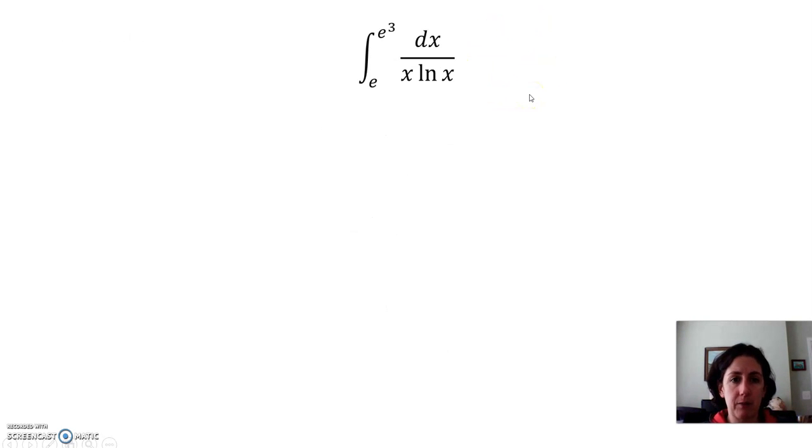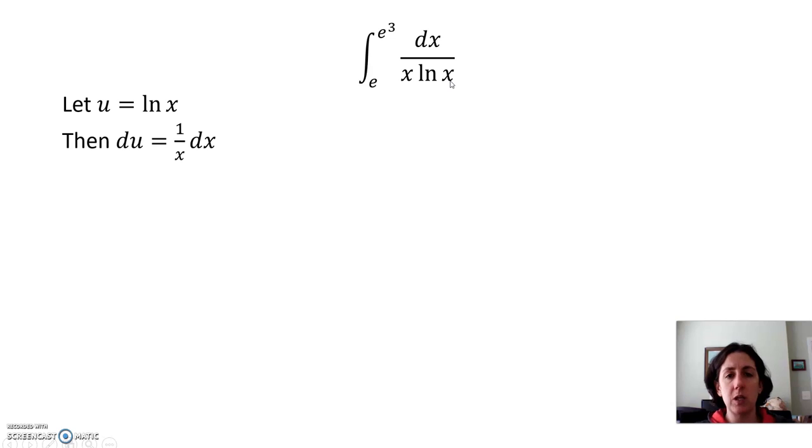Let's see another example of that. Let's take the definite integral of dx over x natural log of x from e to e cubed. We need to pick something to be our u. We'll pick u to be the natural log of x, and then du would be 1 over x dx. So now we have this 1 over x dx right here, which will be replaced with du, and this natural log of x, which will be replaced with u.